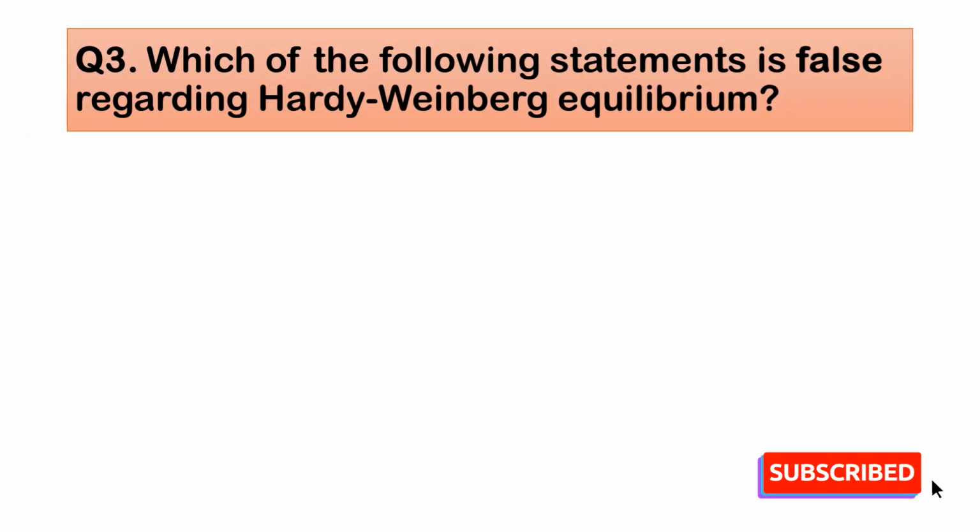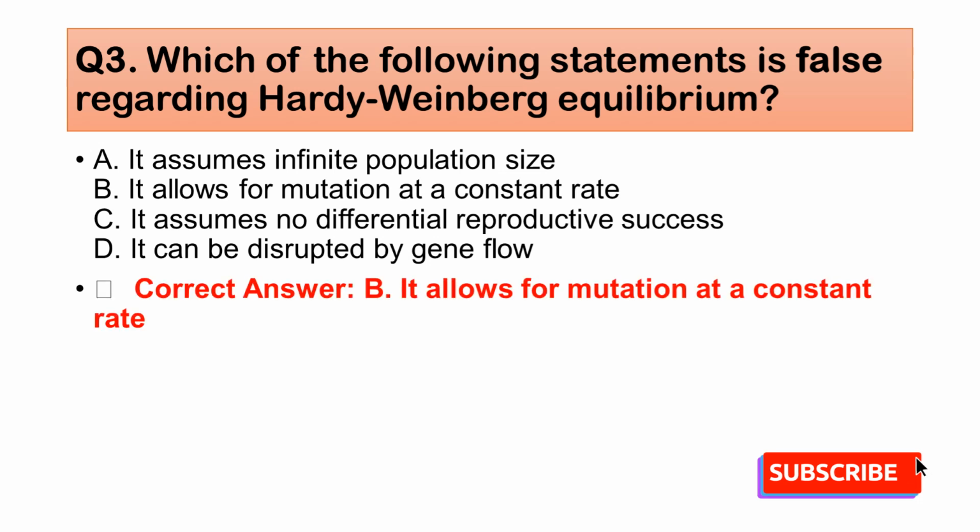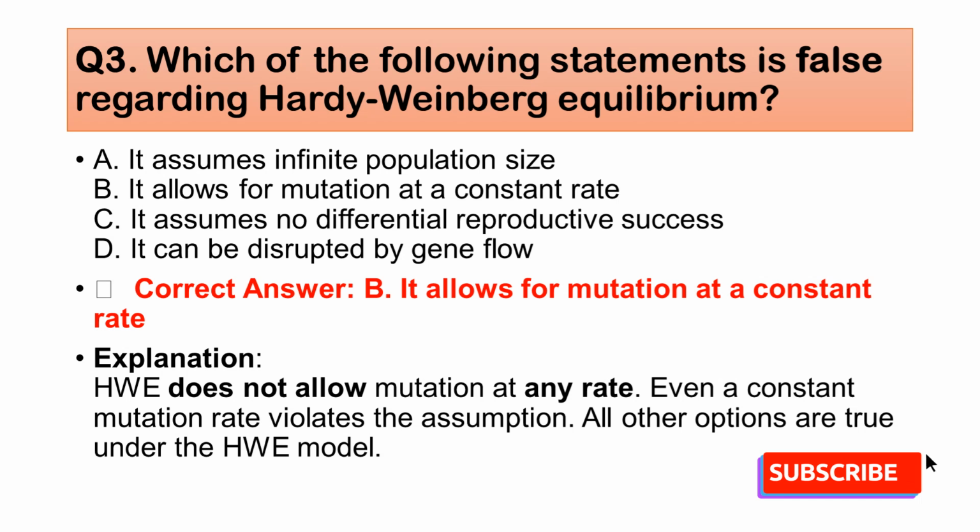Q3. Which of the following statements is false regarding Hardy-Weinberg equilibrium? A. It assumes infinite population size. B. It allows for mutation at a constant rate. C. It assumes no differential reproductive success. D. It can be disrupted by gene flow. Correct answer: B. It allows for mutation at a constant rate. Explanation: HWE does not allow mutation at any rate. Even a constant mutation rate violates the assumption. All other options are true under the HWE model.